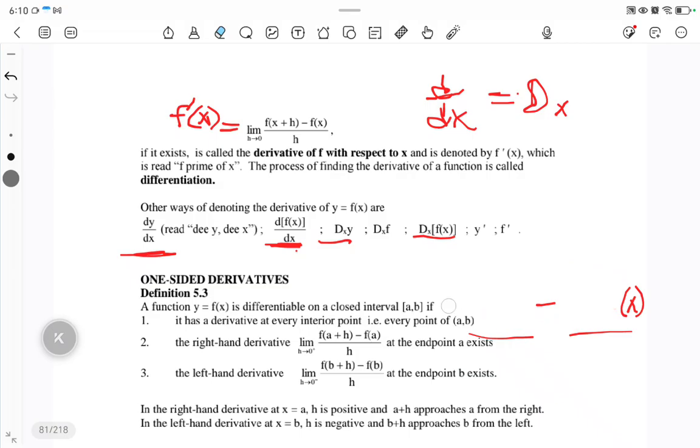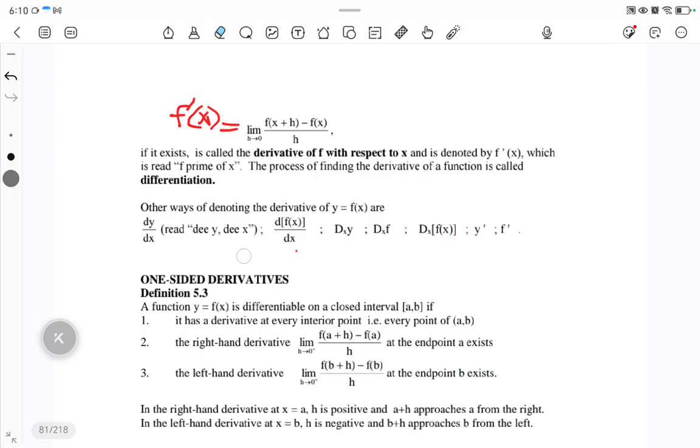So you can find the question paper using any of them. You should just get familiar with them. But most of the time we're going to be using either this one, or this one, or the one of y prime. These are the ones which you're going to be using the most.